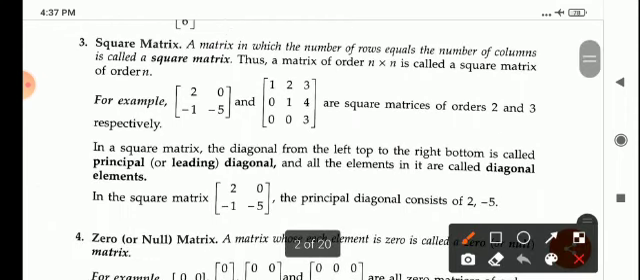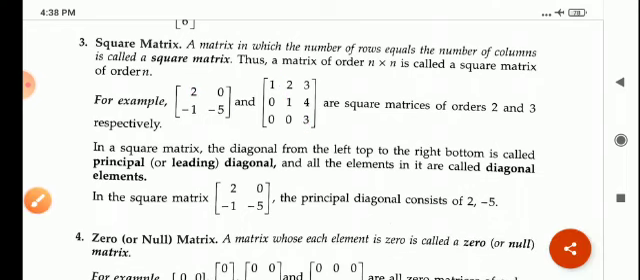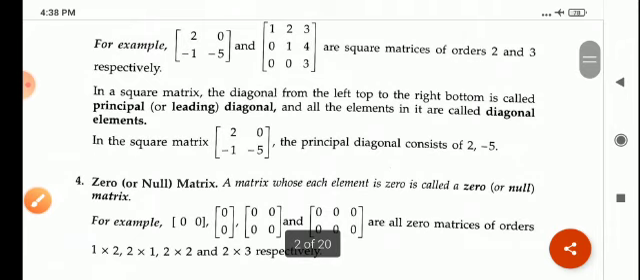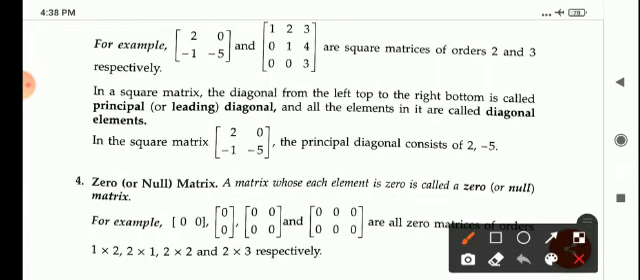In a square matrix, the diagonal from the left top to the right bottom is called the principal or leading diagonal, and all elements in it are called diagonal elements. In the square matrix 2, minus 1, 0, minus 5, the principal diagonal contains 2, minus 5. It is the principal diagonal.